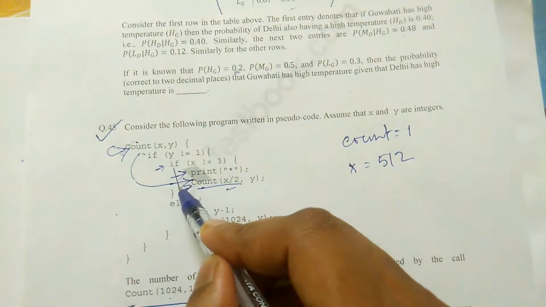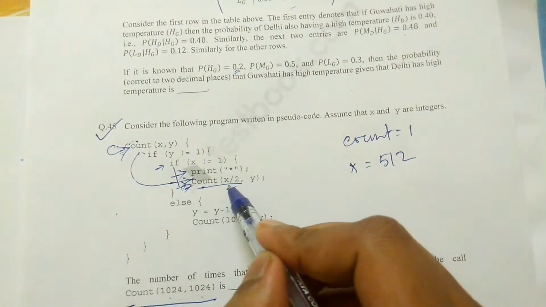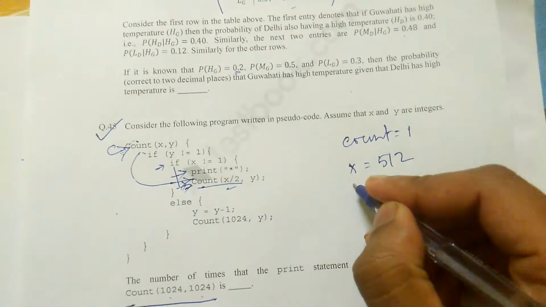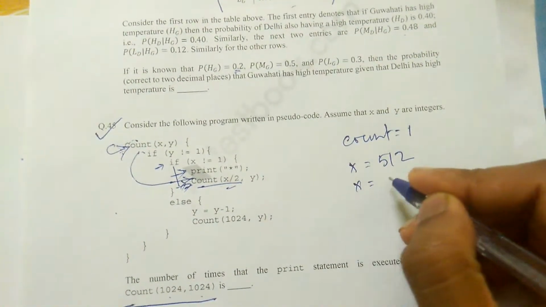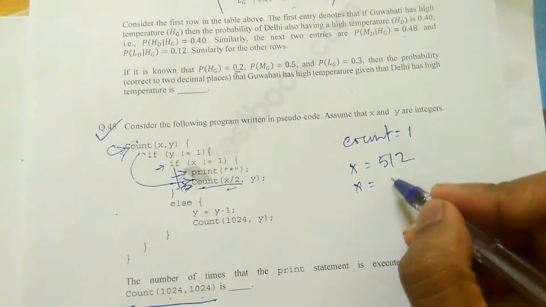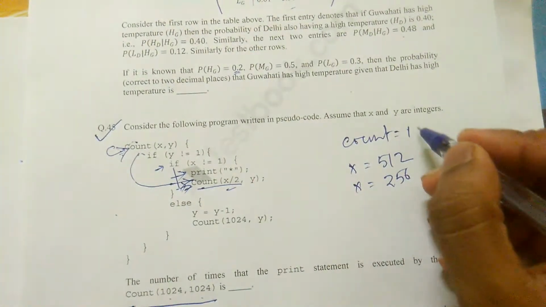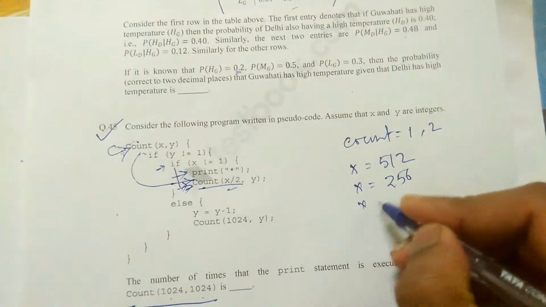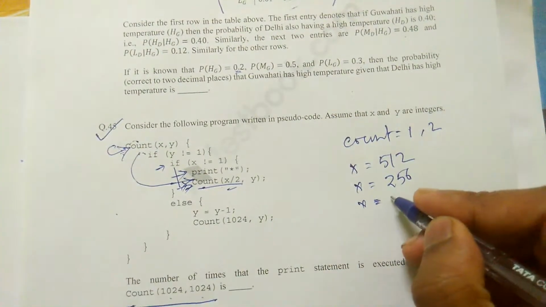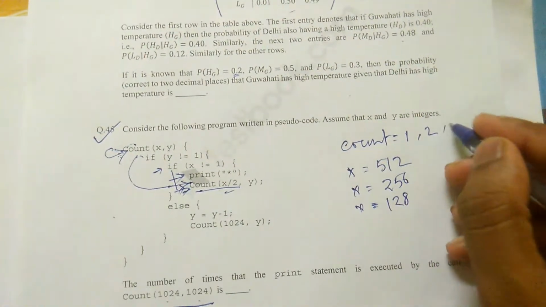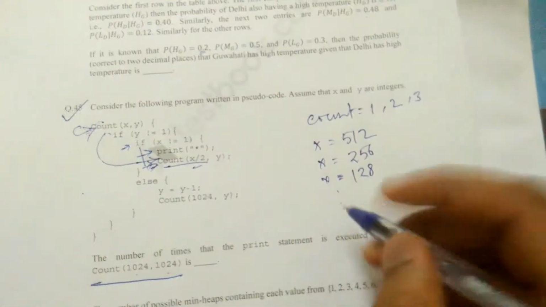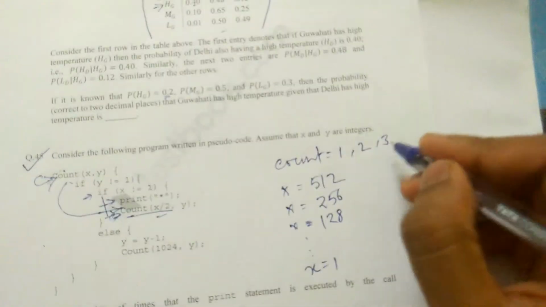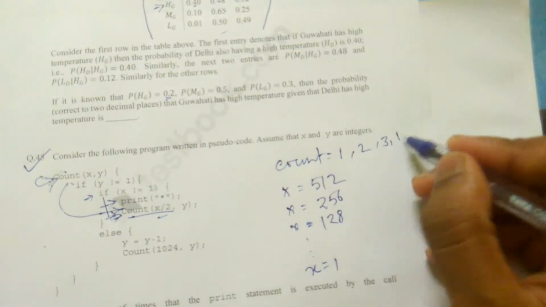this if condition will be executed, and here count equal to 2. So here x will be 256. Now count equal to 2. After that, likewise x will be 128, count equal to 3. So like this it will go. When x equal to 1, then count will be 10.